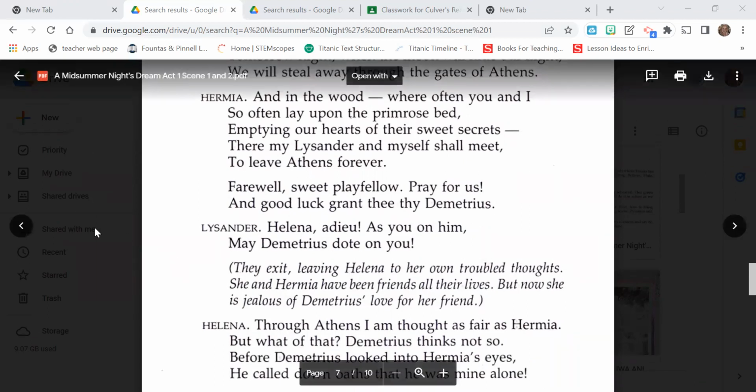But then Lysander says, "Helena, adieu. As you on him, may Demetrius dote on you." So he's saying goodbye, and he's saying, I hope Demetrius loves you like you love him.